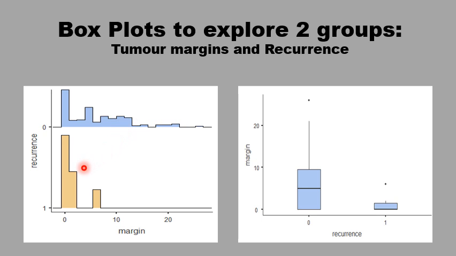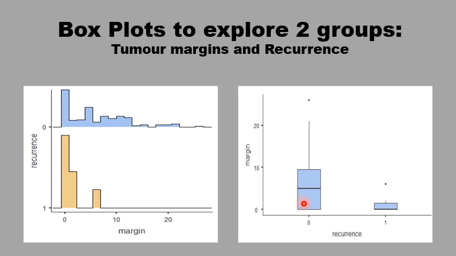But in the other group, with the recurrences, most of the safety margins were 0 or just more than 0. And you never had any individual with a safety margin of more than 7 or 8 millimeters who did have a recurrence. So you know that all recurrences would happen below 8 millimeters. You see the same information, and a little bit more, with the box plots for this comparison.